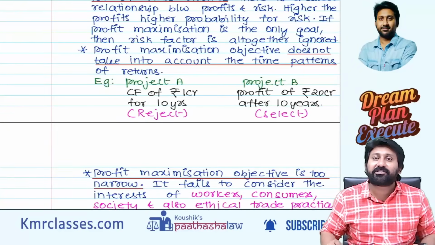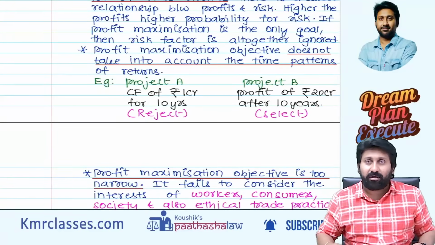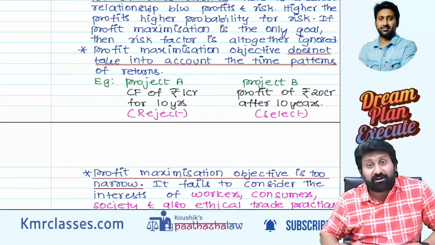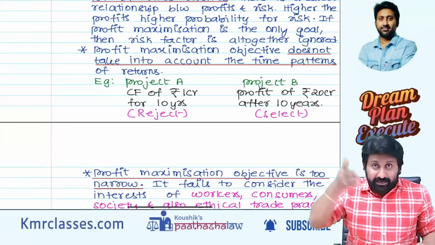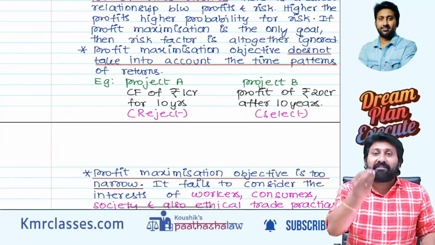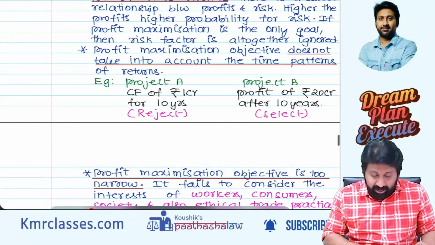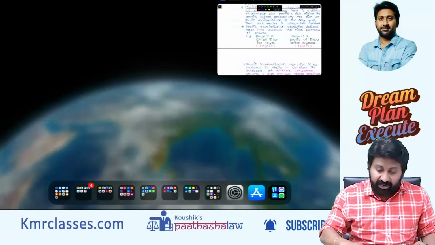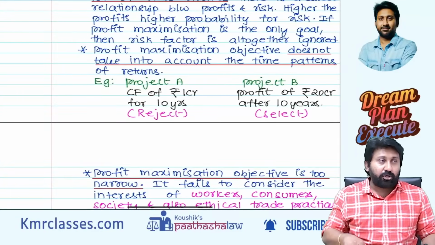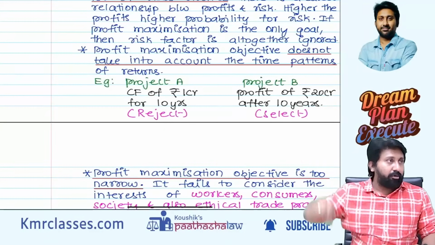Immediately, what is your intention? 20 crore is bigger than 10 crore. No, but this 20 crore I will not receive today. I will receive it after 10 years. If you consider the present value, it will be somewhere around 7 or 8 crores only. But here every year I am getting 1 crore. Sometimes project A might also be better than project B. So do not always consider profits, go by cash flows.